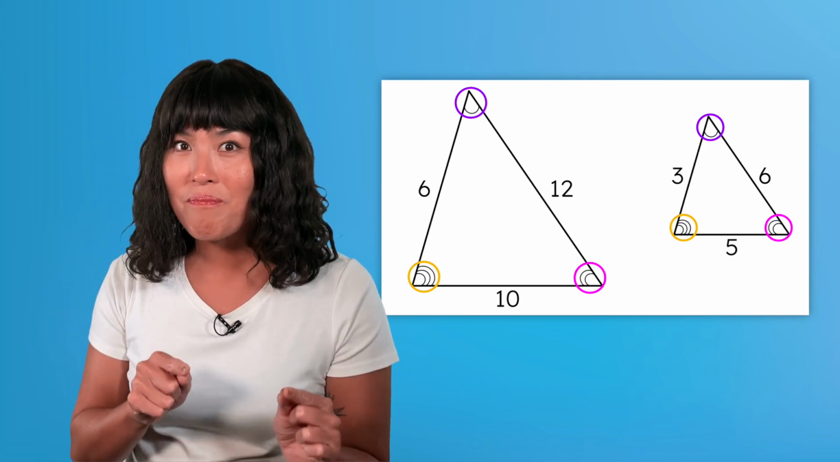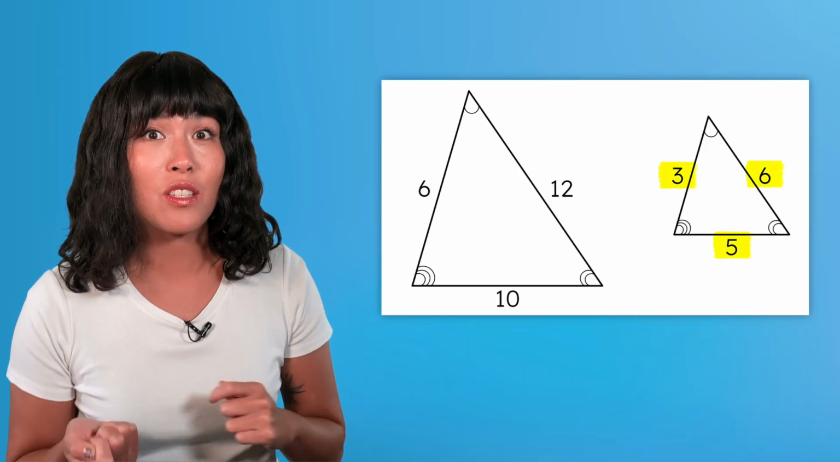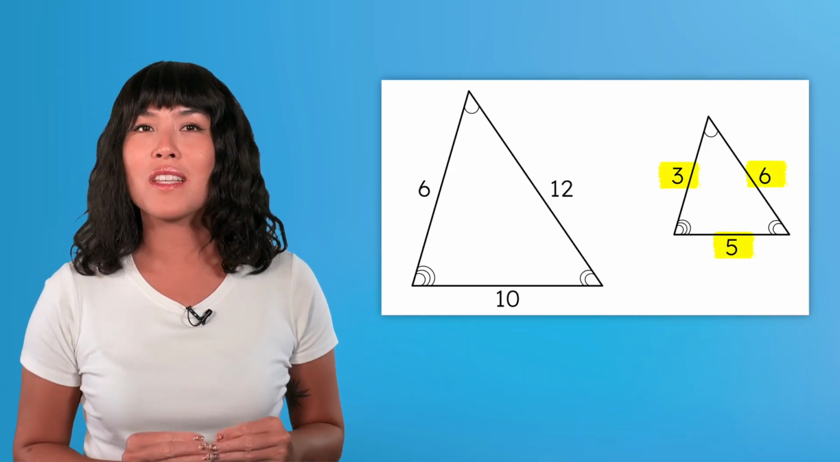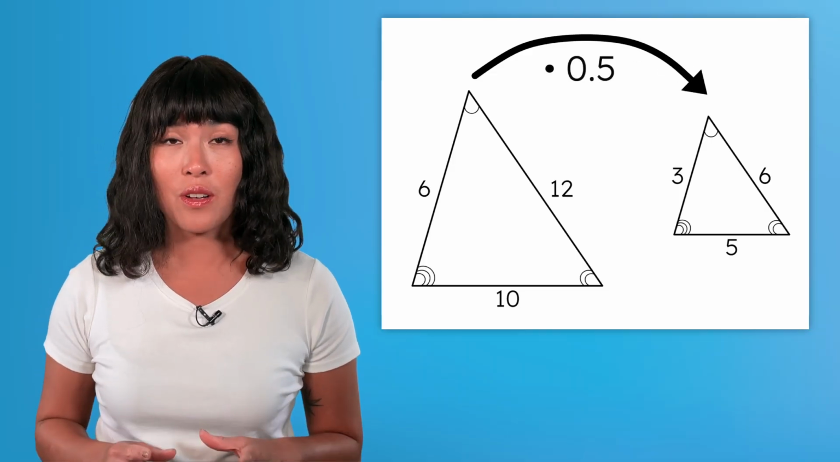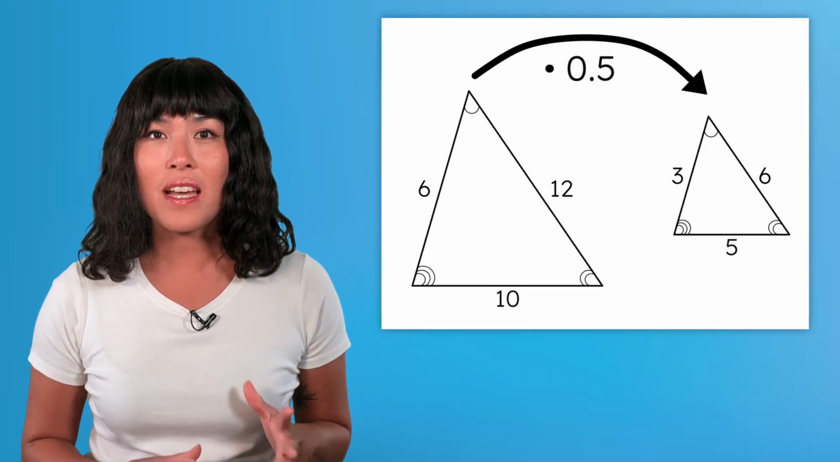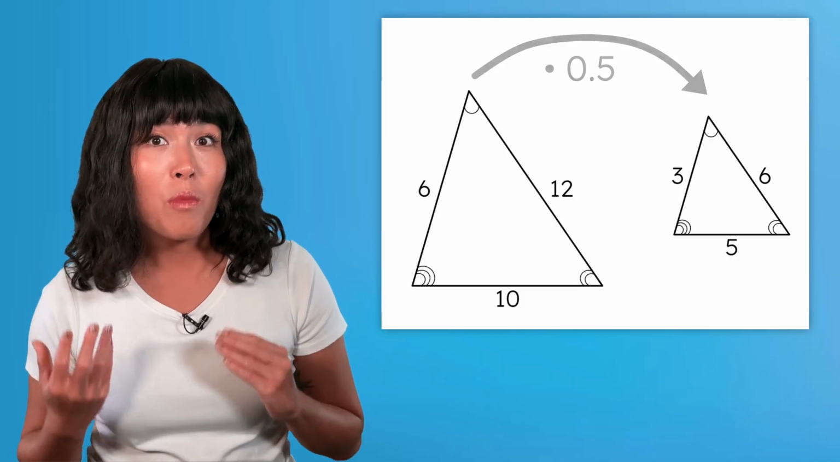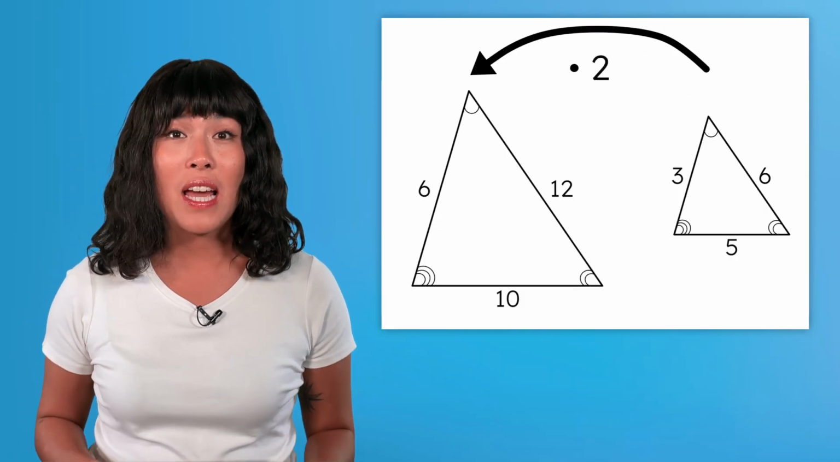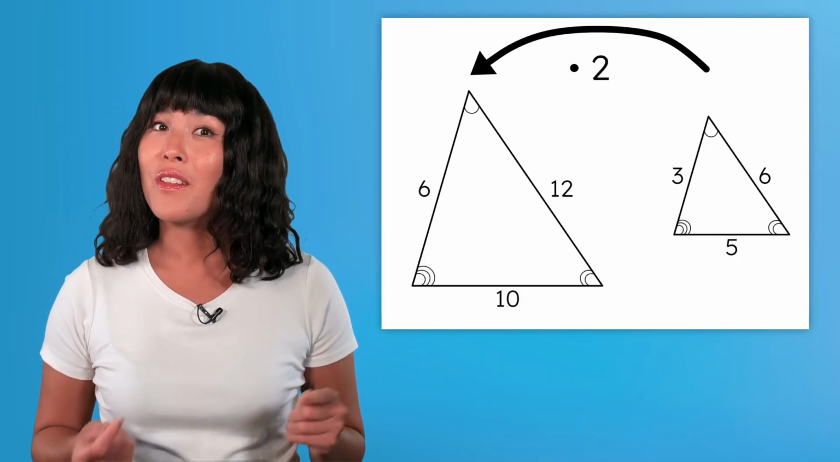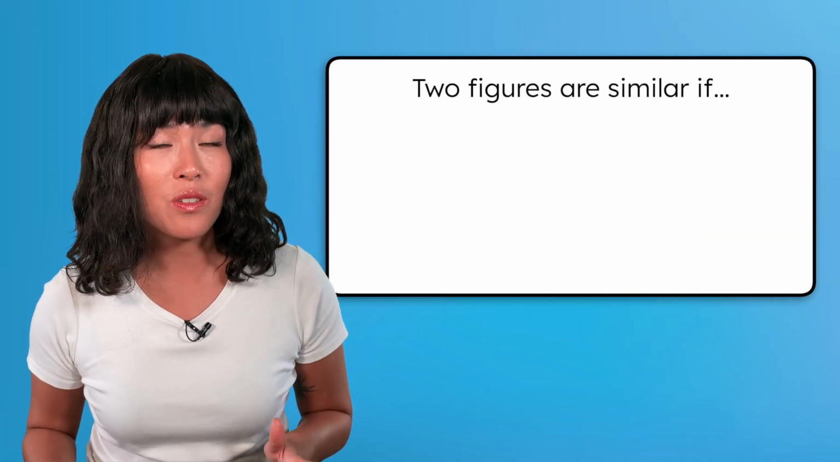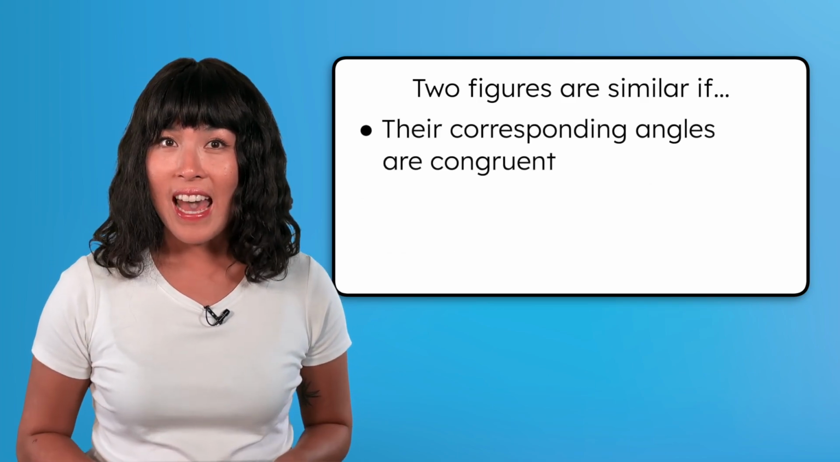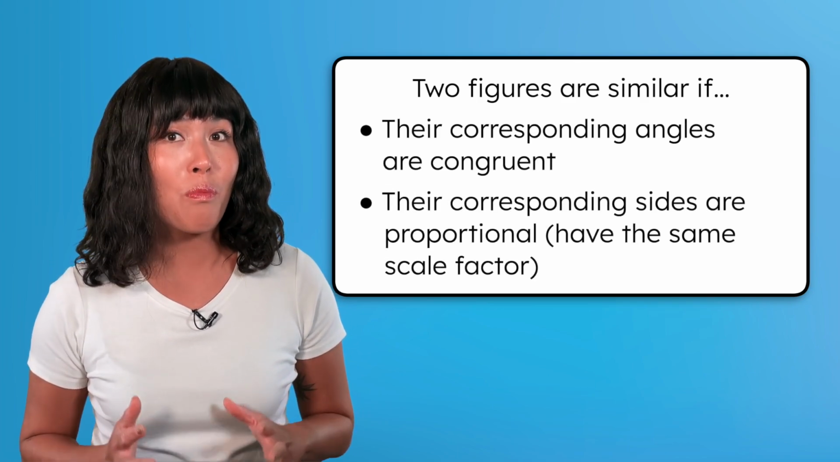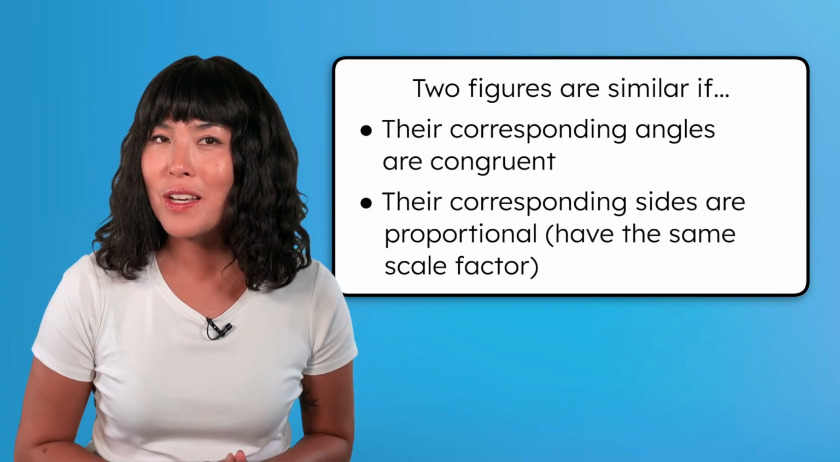Yeah, the same. I also noticed that each of these three sides is exactly half of the sides in the larger triangle. We could either multiply each side in the figure on the left by 1/2 to make the figure on the right, or multiply each side in the figure on the right by 2 to make the figure on the left. So, mathematically speaking, two figures are similar if their corresponding angles are congruent, and if their corresponding sides are proportional or scaled by the same scale factor.